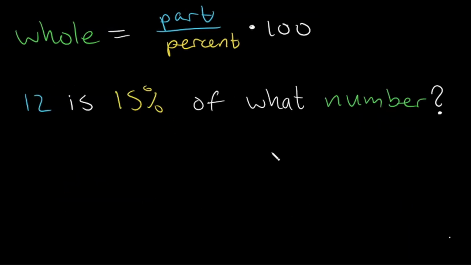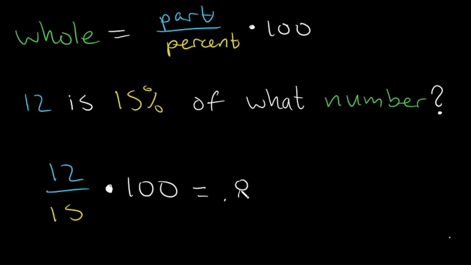12 is 15% of what number? I've already highlighted what we need to know from this question. So 12 is going to be our part. So if I write that, 12 divided by our percent, which is 15, and then we're going to multiply it by 100. 12 divided by 15 is going to be equal to 0.8 multiplied by 100. That's going to be equal to 80. So 12 is 15% of 80.